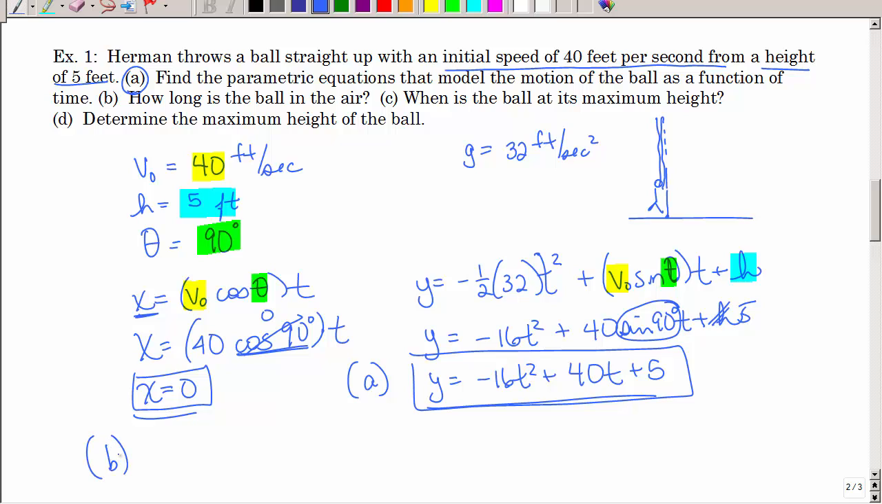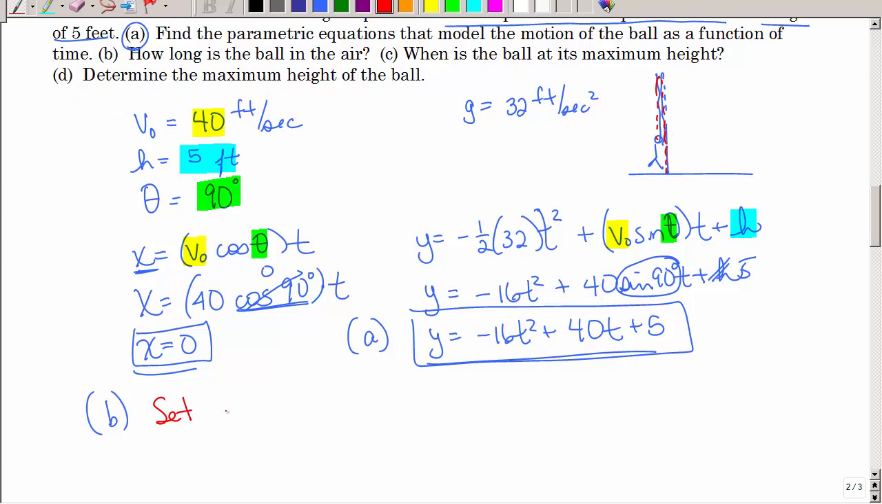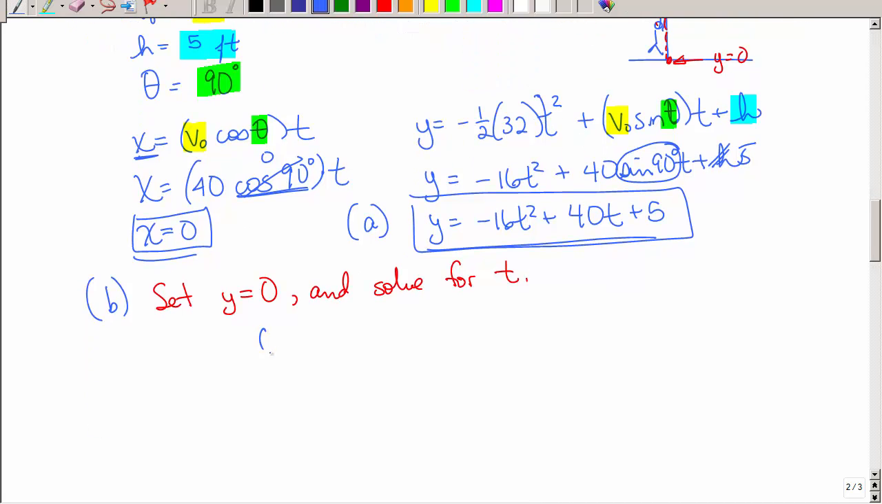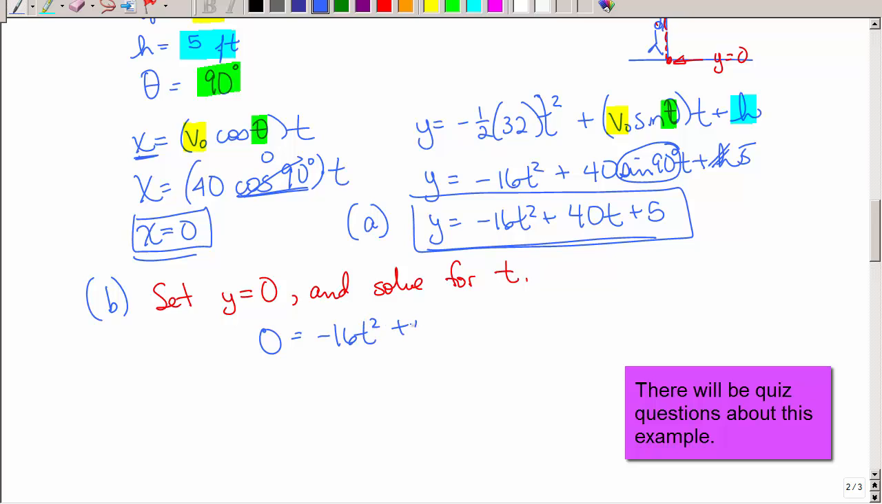Now part B: how long is the ball in the air? Not the maximum height, not when it reaches the maximum, but how long did it go up and down? How can you figure that out? You can set y equal to 0 and solve for t, because y is 0 when it hits the ground. t will tell us how long it traveled. So let's do that. I'd have 0 equals negative 16t squared plus 40t plus 5. That's a quadratic. It's not going to factor. You're going to need to use the quadratic formula. You need to get out a calculator.